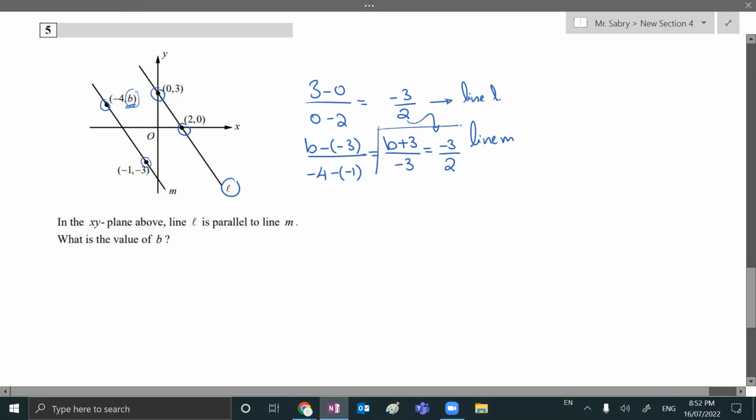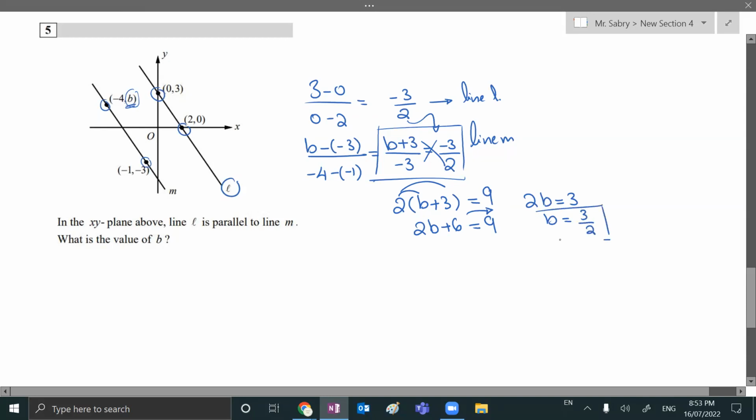Now, we said last time, if you remember, whenever we have a fraction equal a fraction, the only way we can move further is to cross multiply. So I will cross multiply. I'll have 2 in the bracket, b plus 3 equals to -3 times -3, which is 9. Now remember that this 2 is distributed on both, so it will become 2b plus 6 equals 9. Move 6 to the other side, 2b is equals to 3, which means b is equals to 3 over 2. This is the value of b.